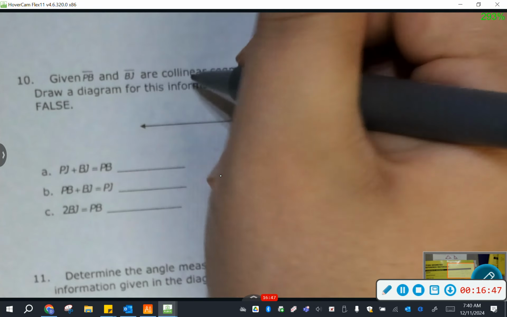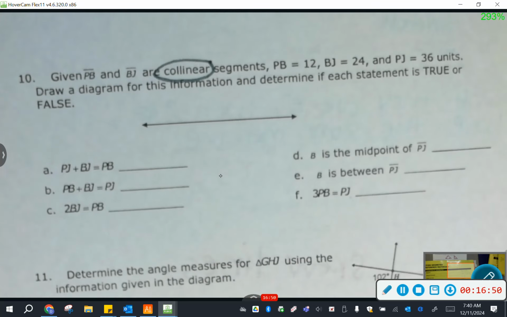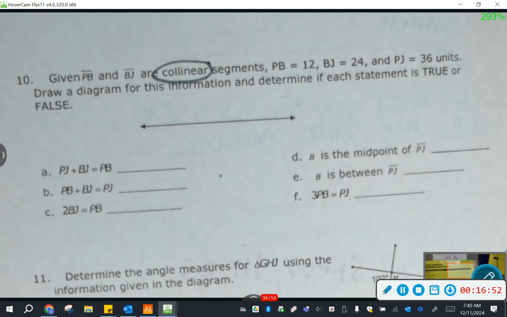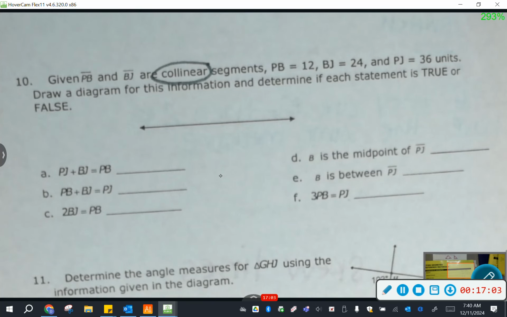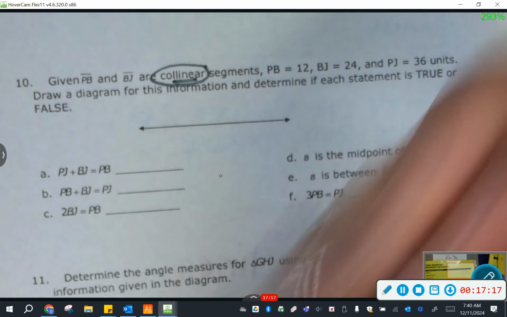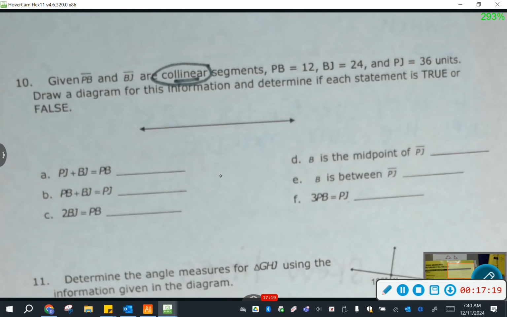What does this word collinear mean? Turn your page back. What does collinear mean? That was like the first week of school. What does collinear mean? Adding all the numbers in the line. It doesn't mean that. It does mean that all of these are on the same line. Collinear means they're on the same line.